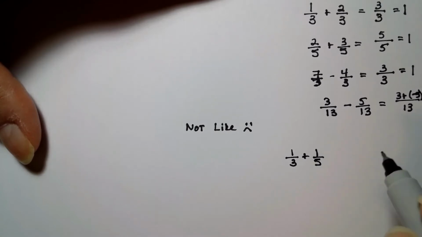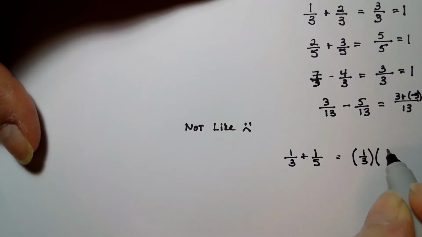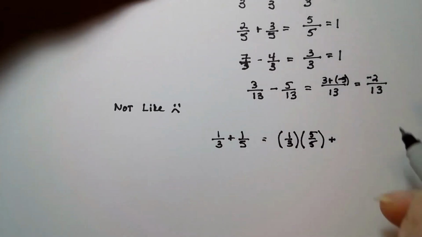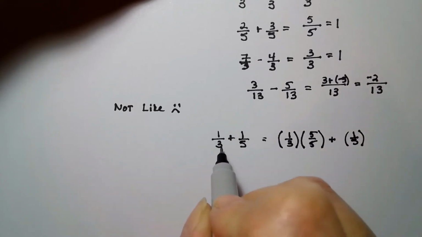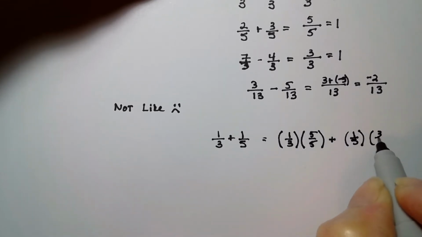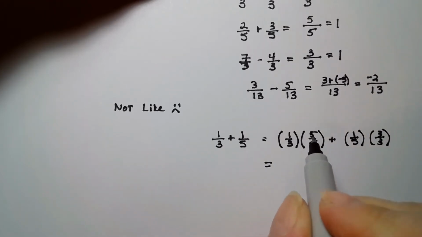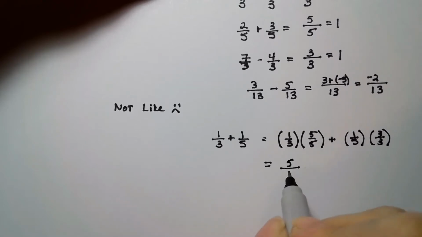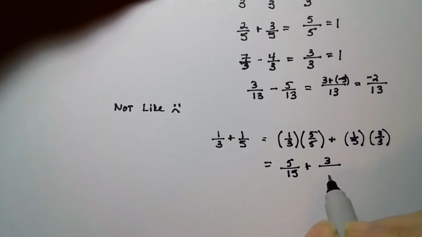We need the bottoms to be the same, right? So I'm going to multiply 1/3 by 5/5, the denominator of this one. Bring over my plus. And now I'm going to take this next one, 1/5, and multiply it by 3/3. And when we multiply straight across the top, 1 times 5 is 5, and 3 times 5 is 15. Over here, 1 times 3 is 3, over 15.